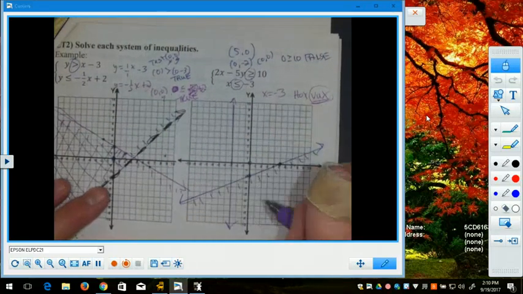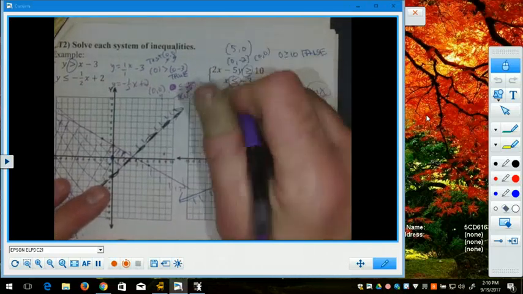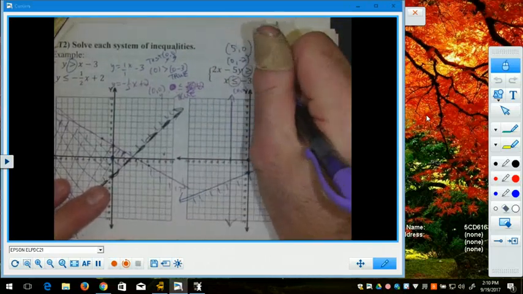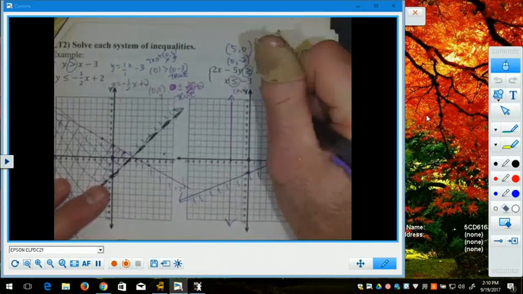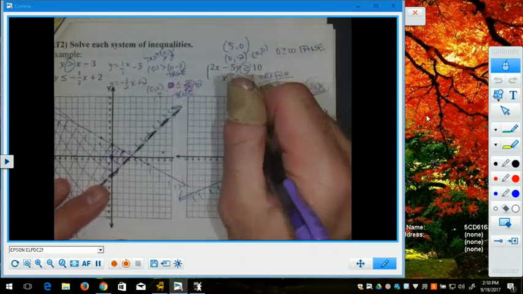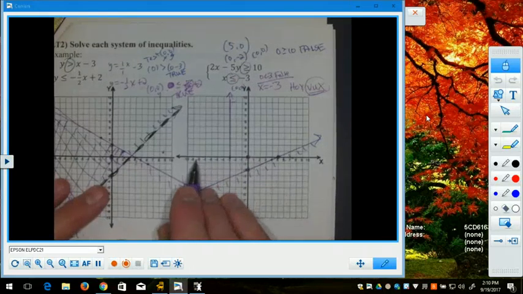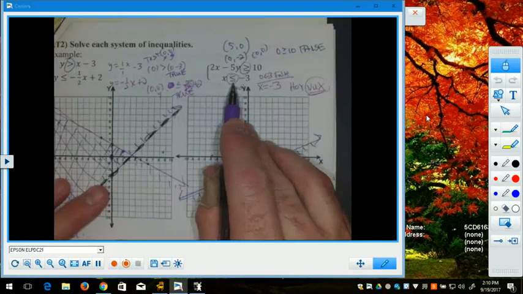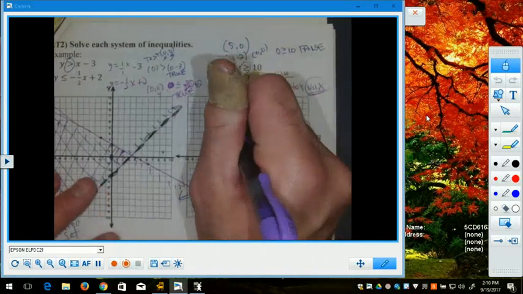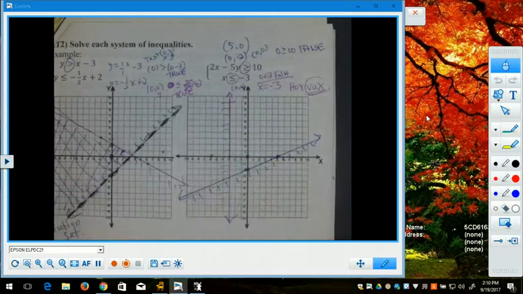Now I have to figure out a point. Since (0, 0) is not on that line, I can test (0, 0). When I plug 0 in for x, I get 0 is less than or equal to -3, which is false. So that means I don't want this point shaded. This is not true, which means the points on the other side of my purple line, say (-6, 0), -6 is less than or equal to -3, would be true. So this left side of this line would be shaded.